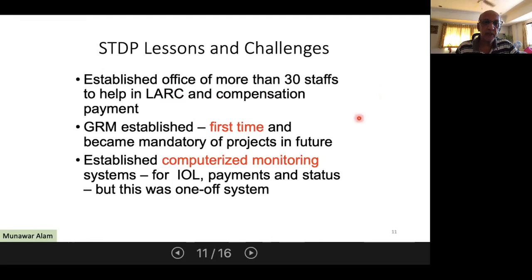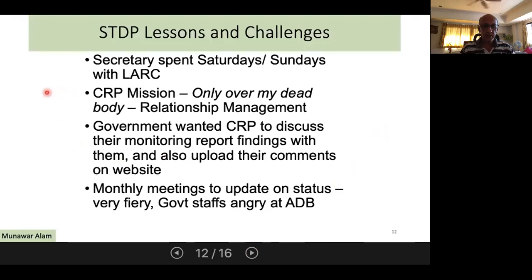This particular project, because of the complaints and because the compliance review panel recommended it, established a GRM, because so many people were impacted and had to be addressed. So the GRM was established for the first time in this project, and all future projects have to have a GRM. That became evident in the Safeguard Policy 2009. In Sri Lanka, computerized monitoring of the inventory of losses, payments and status was being done for this particular project. Plus, their secretary was involved for almost 2 years.